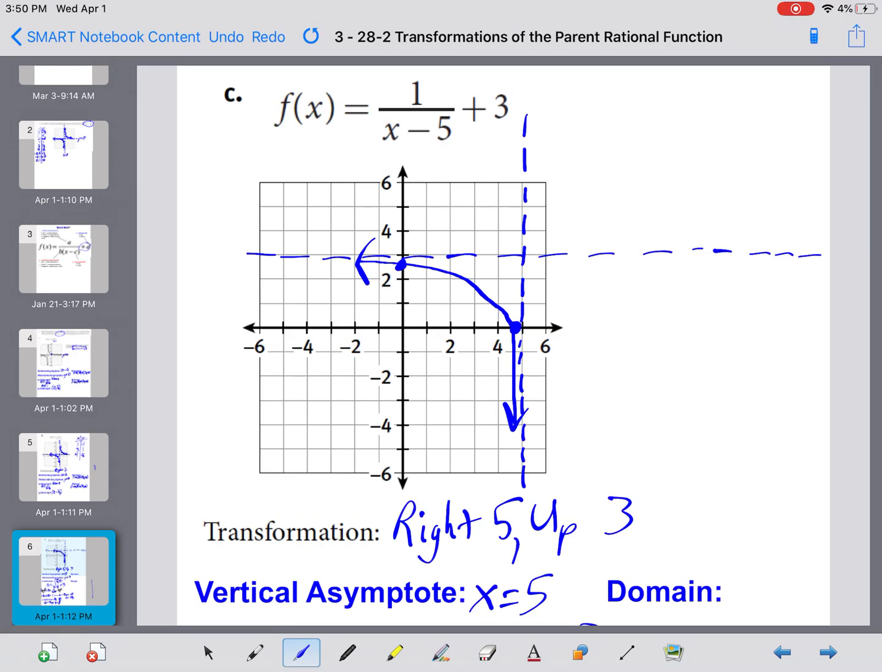Now, I don't know where the other branch is, right? So that's when I need to make an XY table. Don't have to plug in a ton of points here, but you're probably going to have to plug in 1 or 2. Now, if I look over here, I want to know what's going on to the right of my vertical asymptote at 5. Best x value to plug in is 6. It's directly the next whole number to the right of my vertical asymptote. If I plug in 6, I get 1 over 1, which is 1, plus 3, which is 4. So 6, 4 gives me a point right there. You could plug in 7, you could plug in 8, you could get a few more points. But I know that this other branch is going to be in this top right corner of my graph.